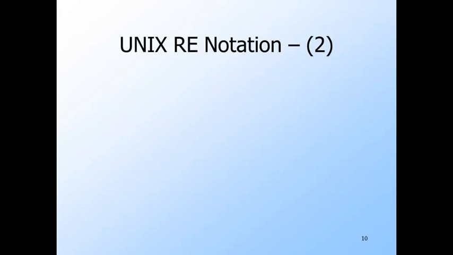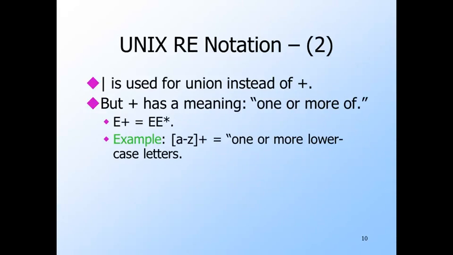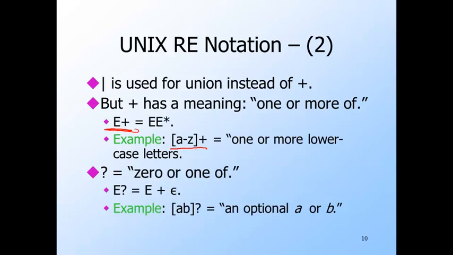Here are some more Unix changes to the regular expression notation we learned. Okay. The union operator is actually represented by a vertical bar instead of the plus. But the plus symbol is another operator used like star and meaning one or more. That is, in the Unix notation, E plus, that's that, is shorthand for E concatenated with E star. So for example, a-z all plussed means one or more lowercase letters. The question mark operator is also used like star but means 0 or 1 of. That is, E question mark is shorthand for E plus epsilon. So, for example, AB in brackets question mark means an optional A or B. We would write it in our original notation as A plus B plus epsilon.